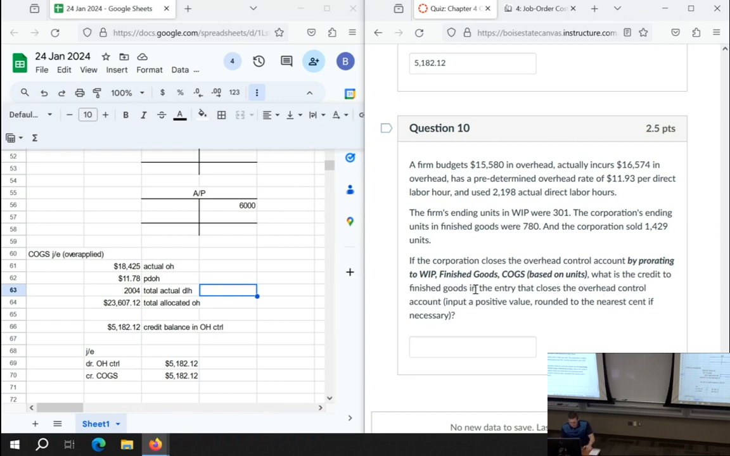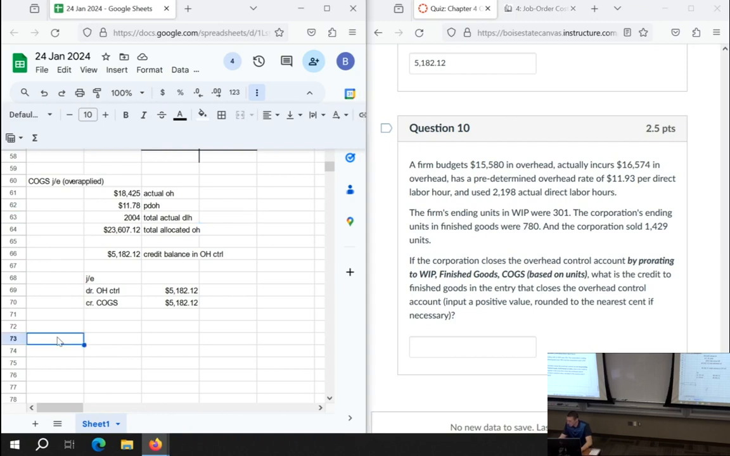So the overhead control account is going to have an entry. Put it in the thing instead of on the board. Make it so you can reference it later. This is the prorated overhead control problem. We'll call it that. So we're going to have an entry where we debit or credit overhead control, and then we do the opposite to WIP, finished goods, and cost of goods sold.